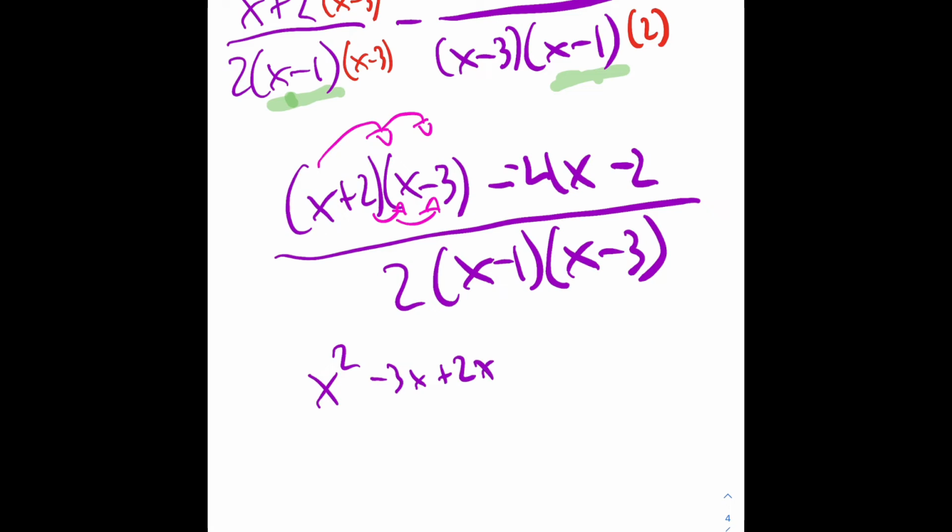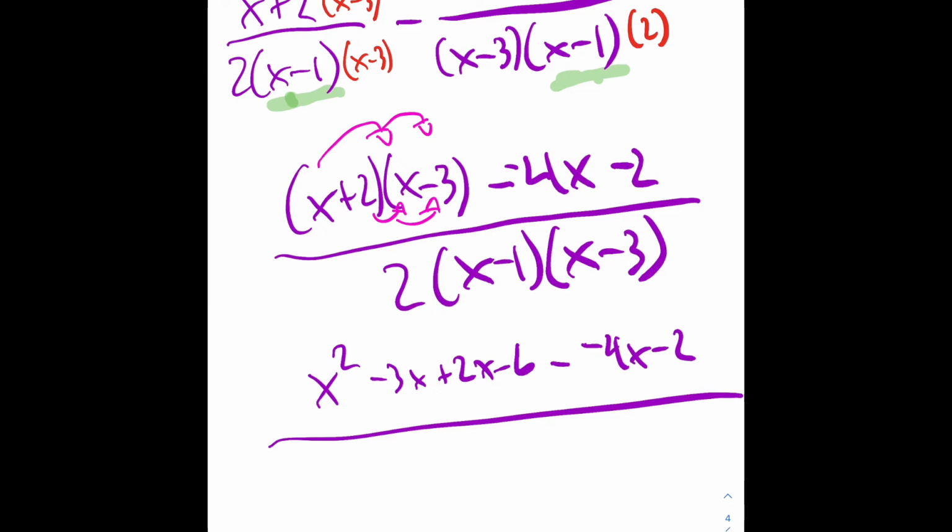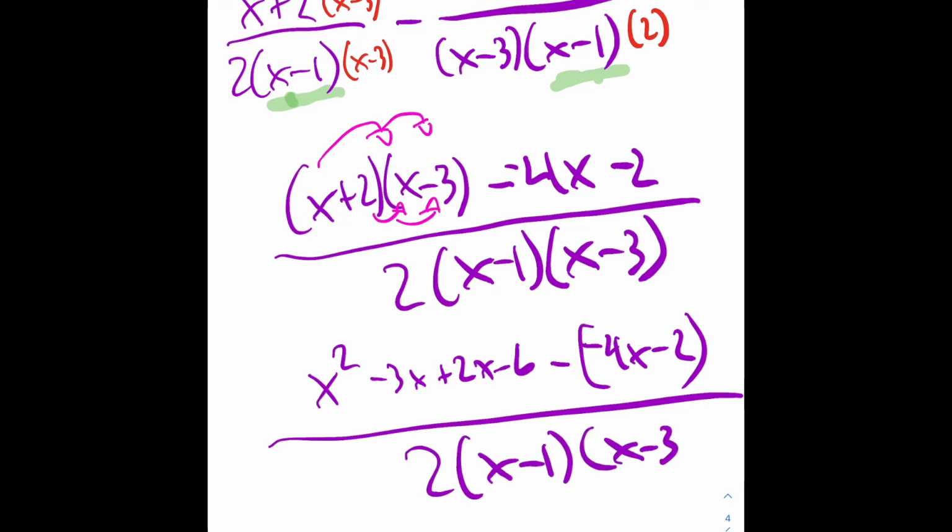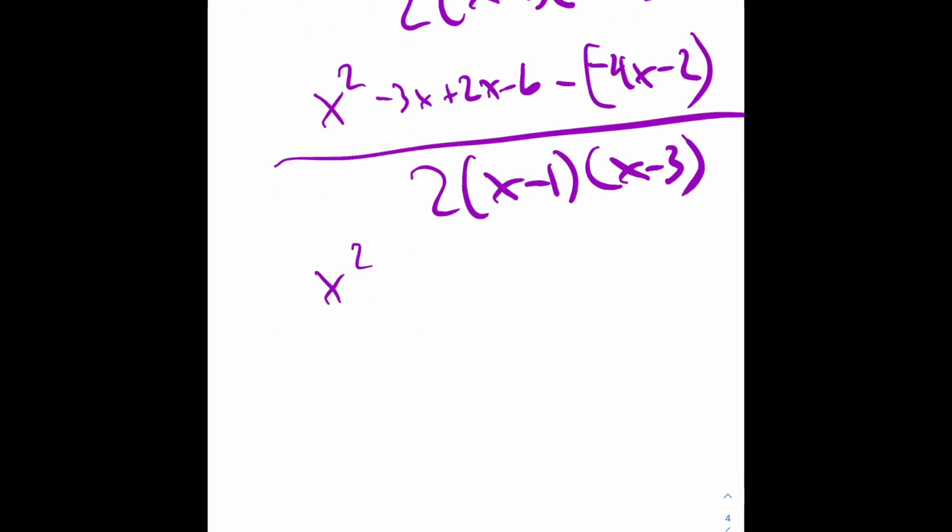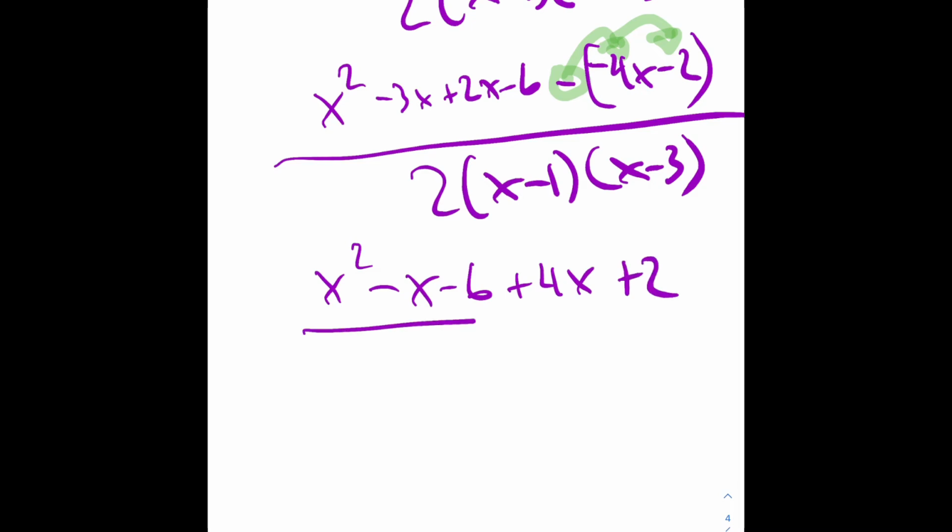x squared minus 3x plus 2x minus 6 minus, what would this be? Negative 4x minus 2. And then all over, again, this has parentheses around it, all over 2 times x minus 1 times x minus 3. Simplifying, x squared minus x minus 6. Remember, this negative gets distributed, so it's going to change our signs. So negative times a negative is positive, and positive.